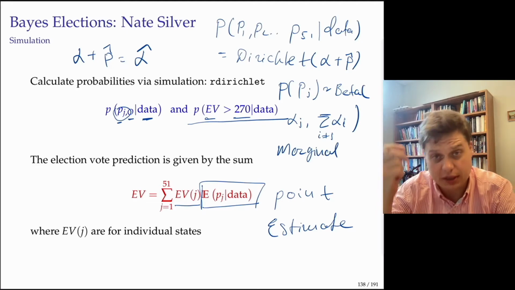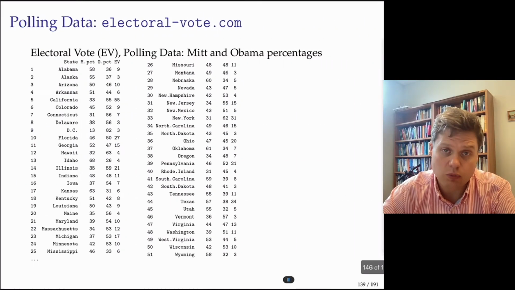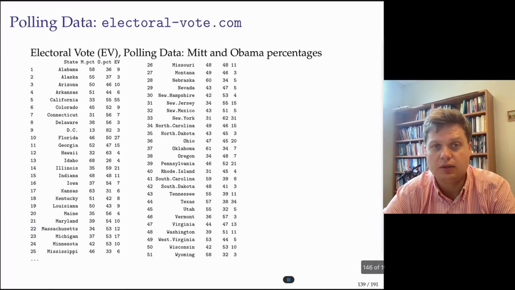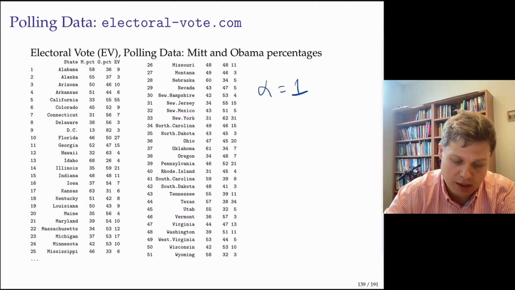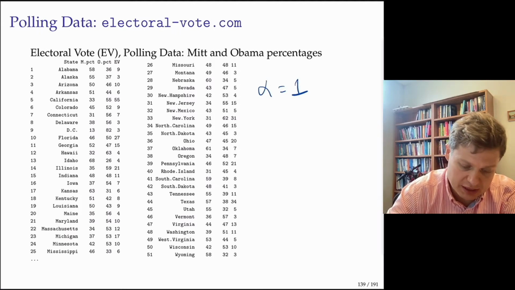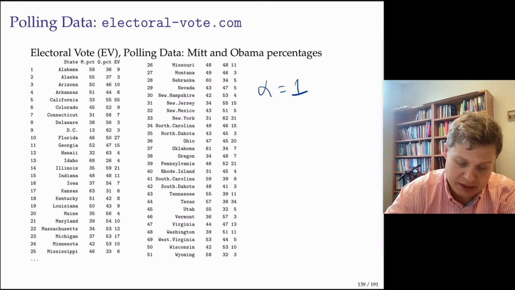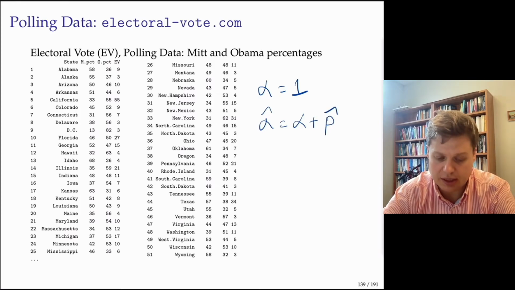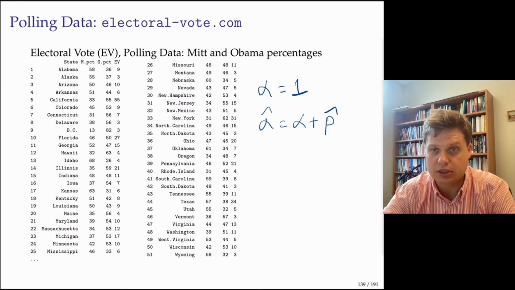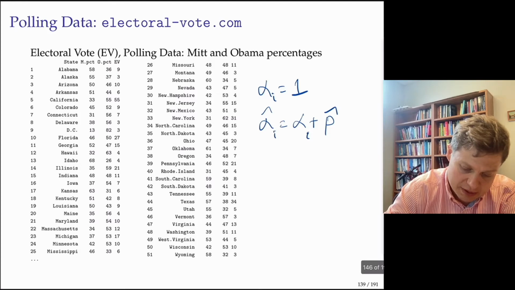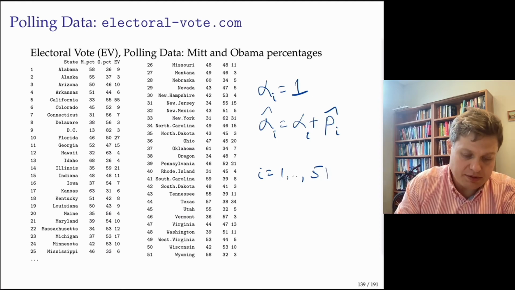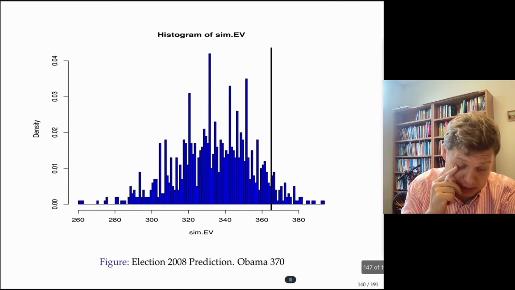So we know the probability of Obama winning each state, and what we can do. So this is the data set that we use to estimate our model. Again, in our Dirichlet, we use prior alpha equals 1, and then we use this data set to estimate the posterior, our alpha hat equal to alpha plus P hat, and P hat is just the estimated proportion of the voters in each of the states, or alpha i equals alpha i plus pi hat, and again we have 51 states in the observation. And then we can do some Monte Carlo simulation.